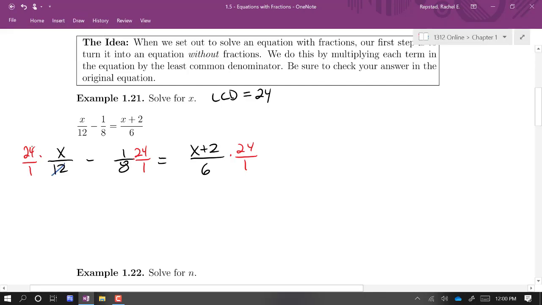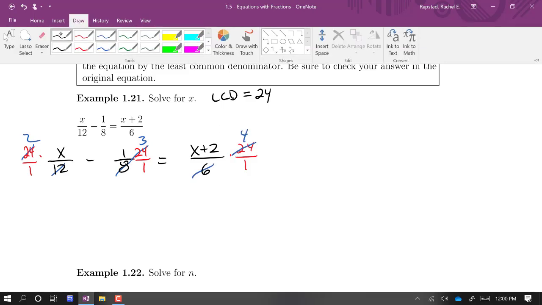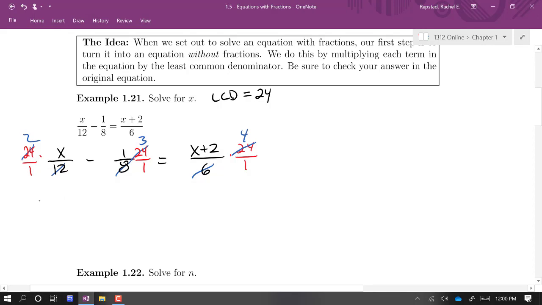12 goes into 24 twice, 8 goes into 24 3 times, 6 goes into 24 4 times, and then this equation becomes 2x minus 3 equals 4 times x plus 2. Note the parentheses, right? I have to make sure I'm multiplying that whole numerator by 4. But this is a linear equation now, not too hard. We'll start by distributing that 4. So we got 2x minus 3 equals 4x plus 8.